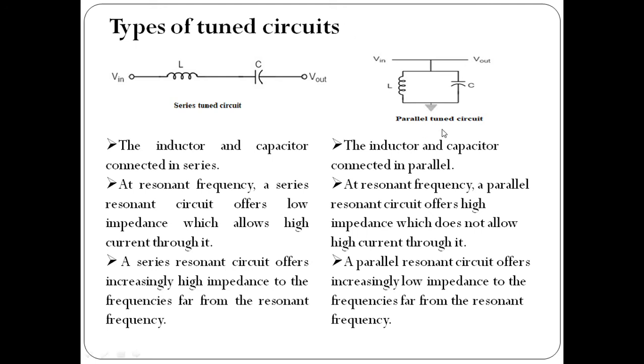And in a parallel tuned circuit, the inductor and capacitor are in parallel to each other. At the resonant frequency, this parallel tuned circuit offers a very high impedance, that is, only a small amount of current is made to pass through it, whereas for all other frequencies it offers a very low impedance.